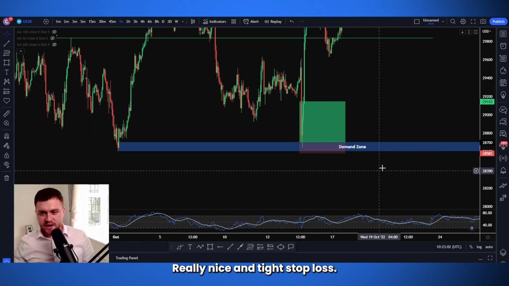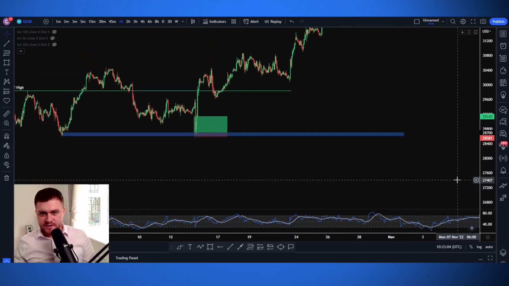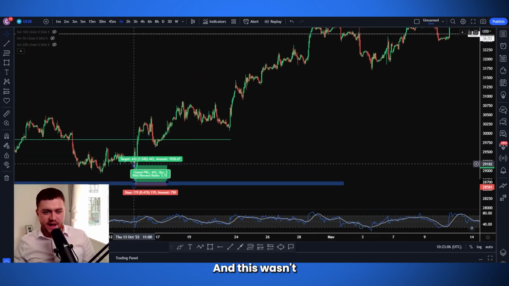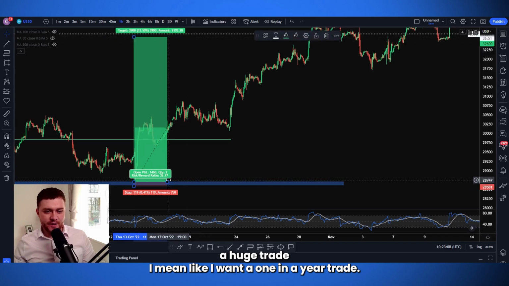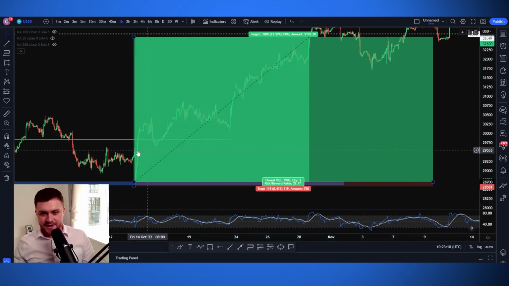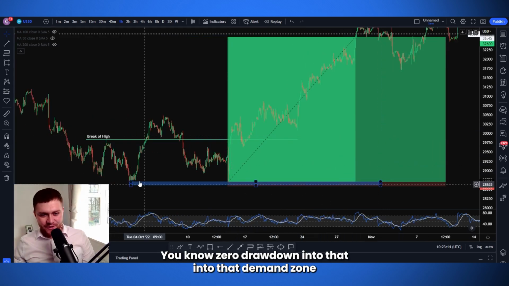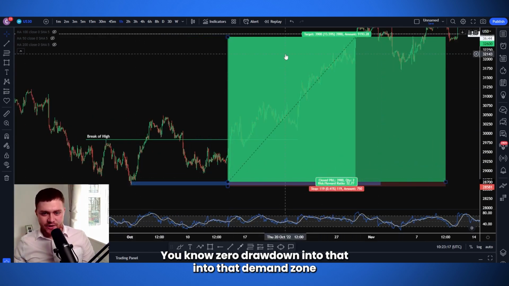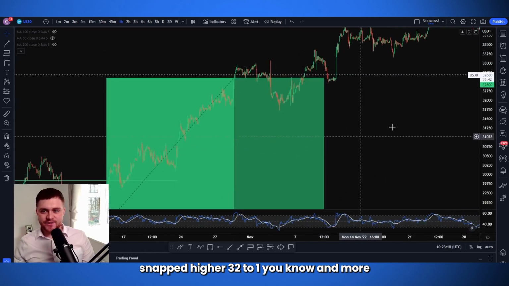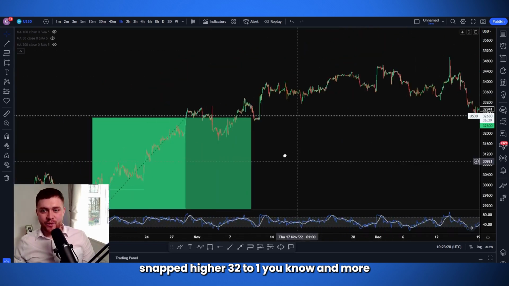Really nice and tight stop loss. And this was a huge trade. I mean, like a 1 in a year trade. But you can just see the power of refinement. Zero drawdown into that demand zone, snapped higher, 32 to 1, and more.